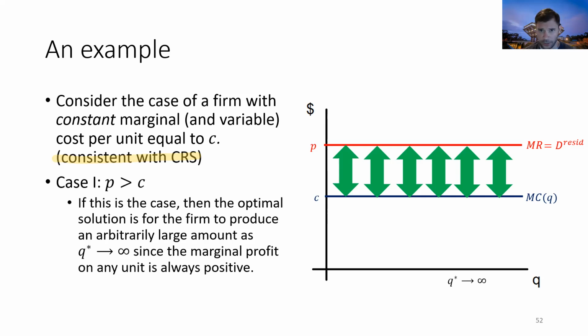Okay, so the solution here is not a great one. It's not really well defined. A firm wants to kind of explode itself and produce an infinite quantity and demand infinite labor to do that.